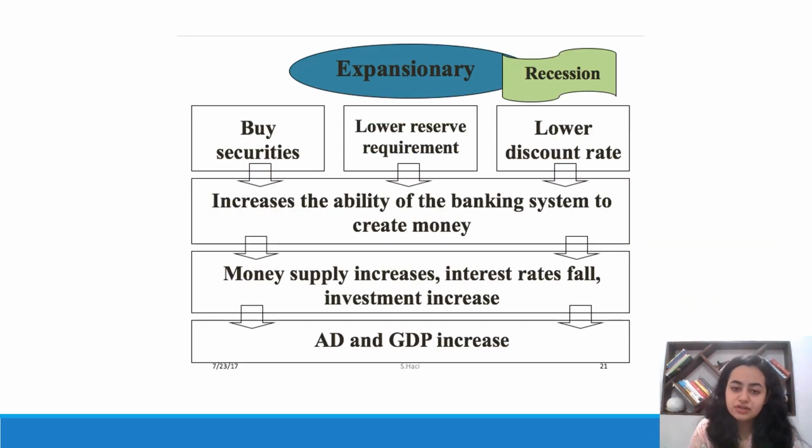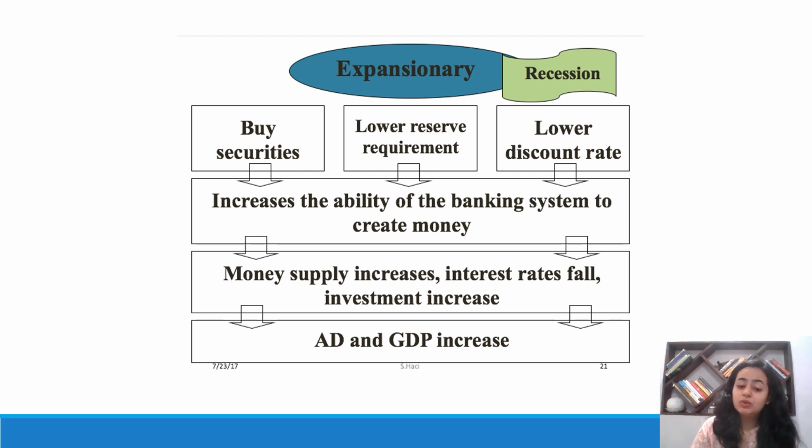So in the case of a recession, this is the way an expansionary monetary policy works. We have discussed the three types of tools. So let's take them further. So the central bank can either buy securities in the open market or lower the reserve requirement, which is CRR and SLR. It can lower those requirements, or it can lower the discount rate. By all of these measures, the ability of the banking system to create money will increase. Due to this, the money supply increases, the interest rate falls, and the investment increases.